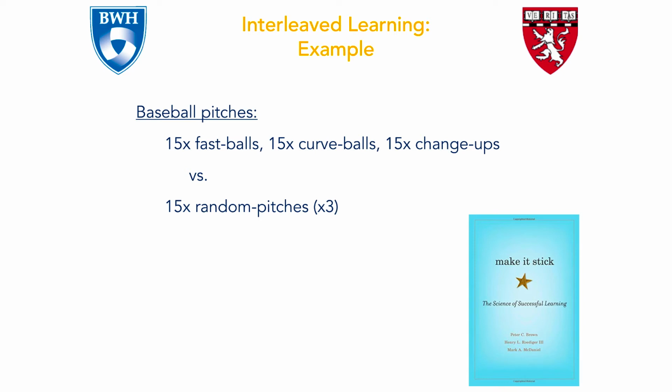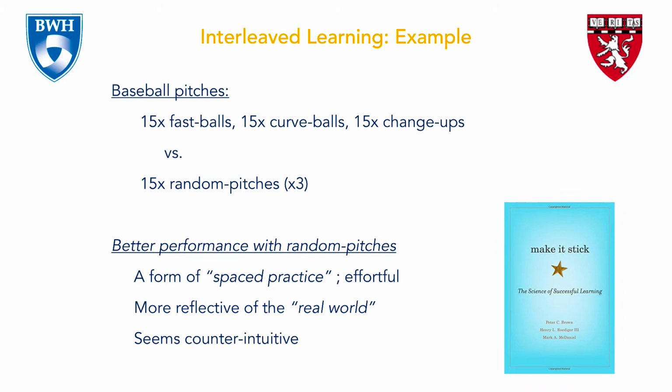In baseball pitchers, a batter was tested, and they looked at two different groups. They took one group and had batters receive 15 fastballs, followed by 15 curveballs, followed by 15 changeups. This is really the concept of seeing one thing over and over again and feeling better at it before you move on to something different. And this was compared with having random pitches, a fastball followed by a curveball and maybe another fastball and then a changeup. What they found in pitchers is that there was better performance with random pitches because this formed a concept of spaced practice.